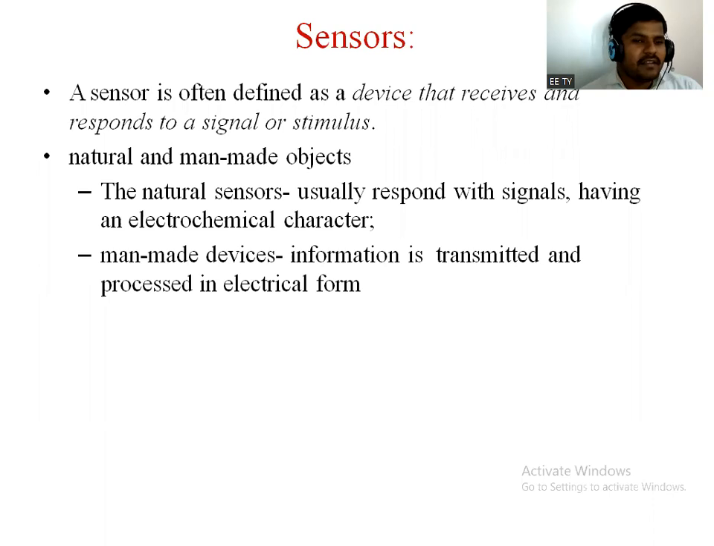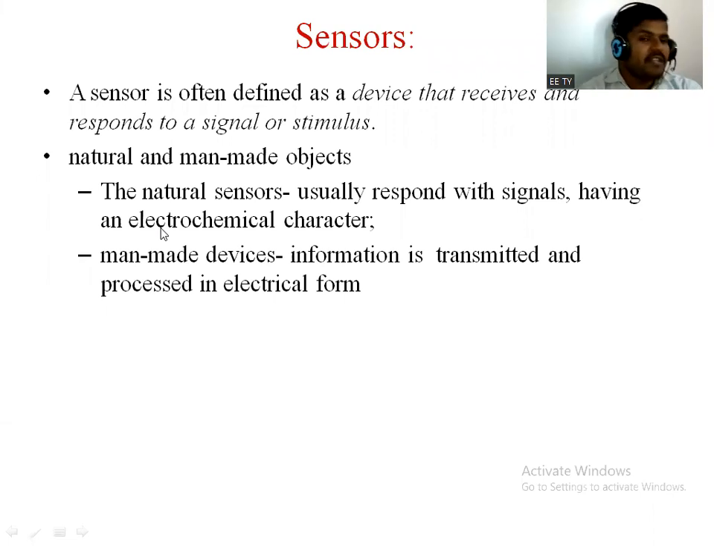So it senses the physical property and responds to that physical property, which depends upon electrochemical characteristics. And then the next type is the man-made device.